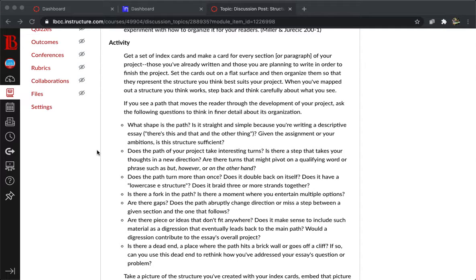Does the path of your project take interesting turns? Is there a step that takes your thoughts in a new direction? Are there turns that might pivot on a qualifying word or phrase such as but, however, or on the other hand?